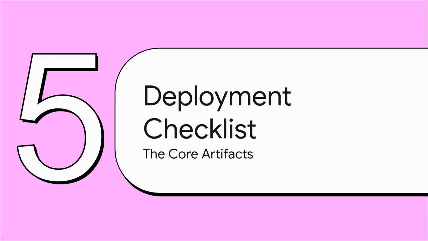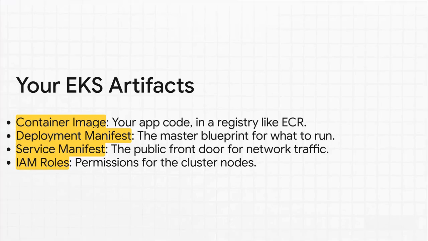So to wrap all of this up, let's just go over a final checklist. These are the core key takeaways you absolutely need to deploy an application on Amazon EKS. Let's recap the 4 essential things. Number 1, the container image. That's your actual application code. 2, the deployment manifest. That's the master blueprint. 3, the service manifest, your public front door. And finally, those underlying IAM roles we talked about at the start, which give your cluster the permissions it needs to create stuff like a load balancer in your AWS account.